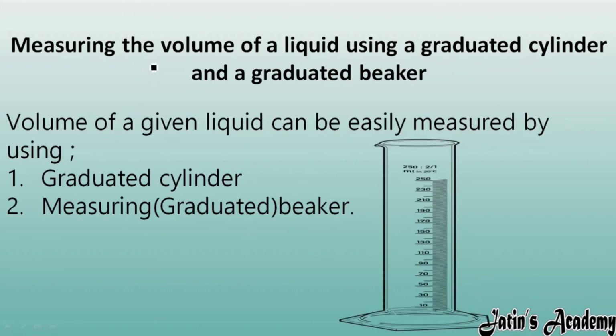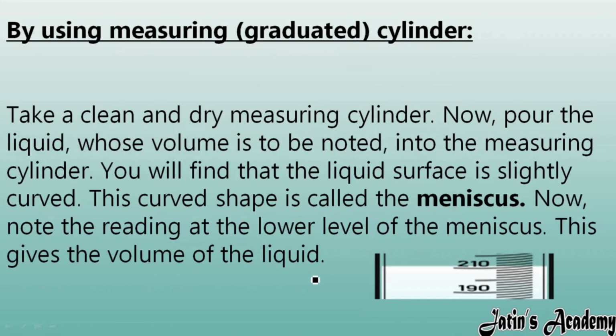Next we are having measuring the volume of a liquid using a graduated cylinder and graduated beaker. Now we have studied that many vessels are there to measure the volume. Now how to use the measuring cylinder, graduated beaker and graduated cylinder, we are going to study one by one. The volume of a given liquid can be easily measured by using a graduated cylinder and a graduated beaker. So let us see how to find the volume of any liquid by using the graduated cylinder.